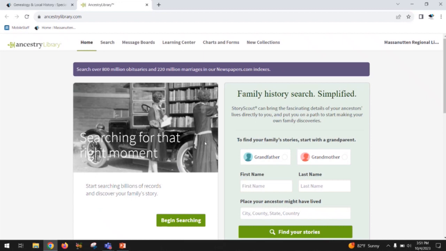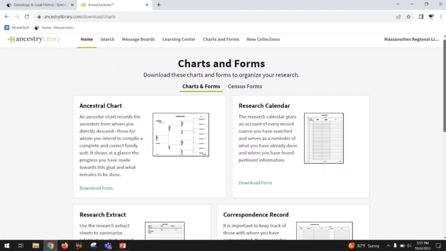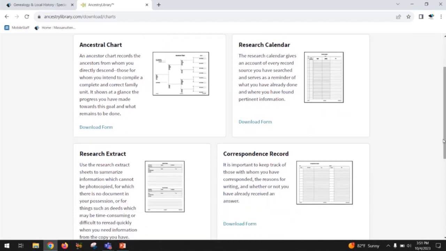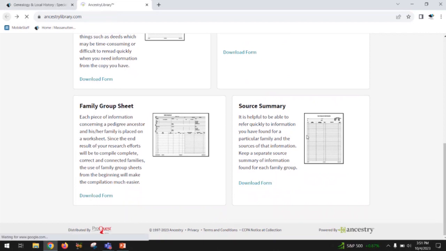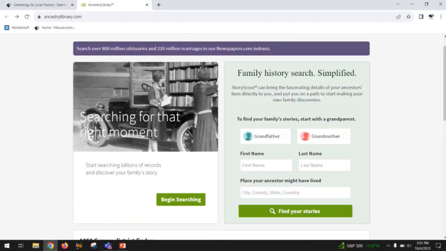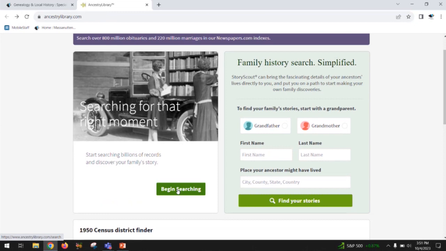I first want to point out that they have a really helpful learning center here if you're not really sure where to get started. And then they also have some handy charts and forms. So that example I showed earlier, if you want to keep track of what you've researched and when, maybe jot down your family tree, they have some useful templates to get you started. So on the main page, we're going to click on Begin Searching.